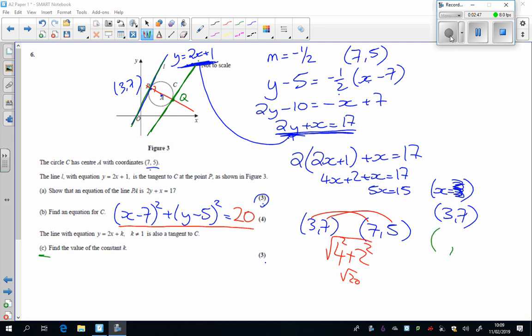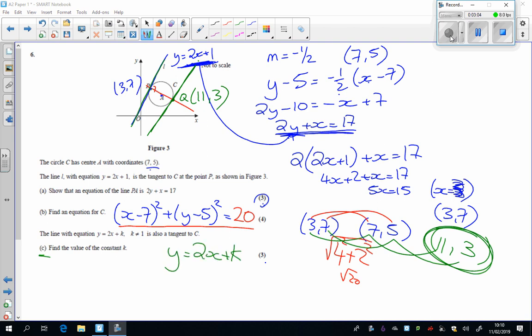So actually, I could figure out what it is. Look, there to there's 4. I'm just going to go another 4. There to there's down 2. I'm just going to go down another 2. So it's going through this point here, which is 11, 3. So look, if I've just got y equals 2x plus k, and I put the 3 in there and the 11 in there, then I can see that k has got to be minus 19. And so y equals 2x minus 19 is the equation we want.